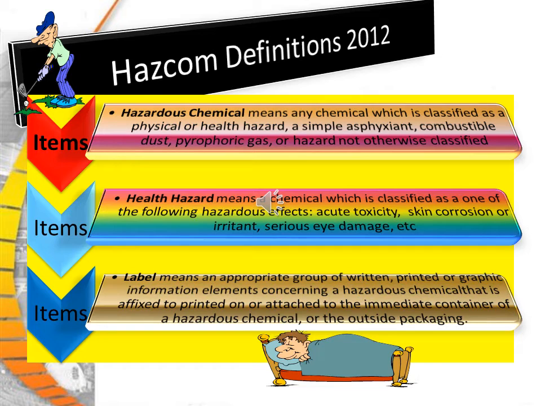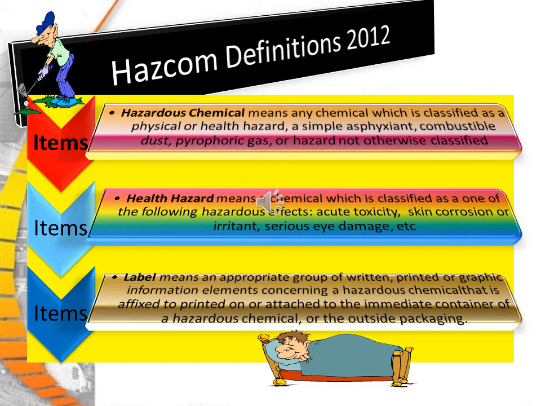A hazardous chemical means any chemical that is classified as a physical hazard, a simple asphyxiant, a combustible dust or pyrophoric gas, or hazard not otherwise classified. A health hazard means a chemical which has been classified according to the hazardous effects of acute toxicity, skin corrosion, irritant, or serious eye damage.